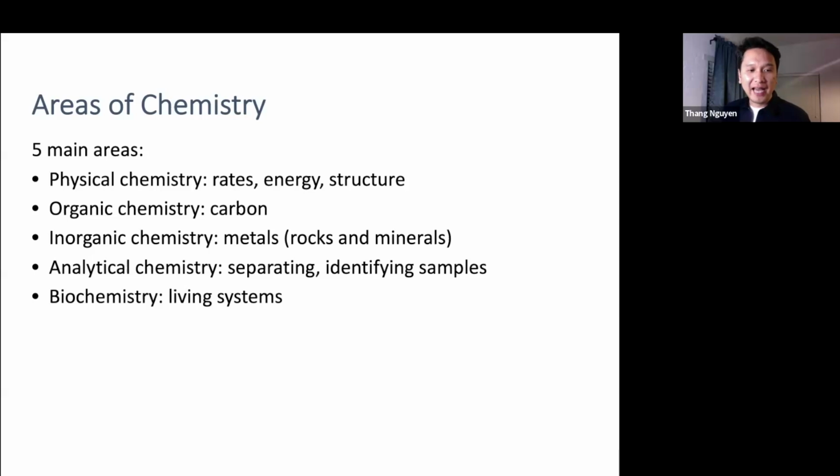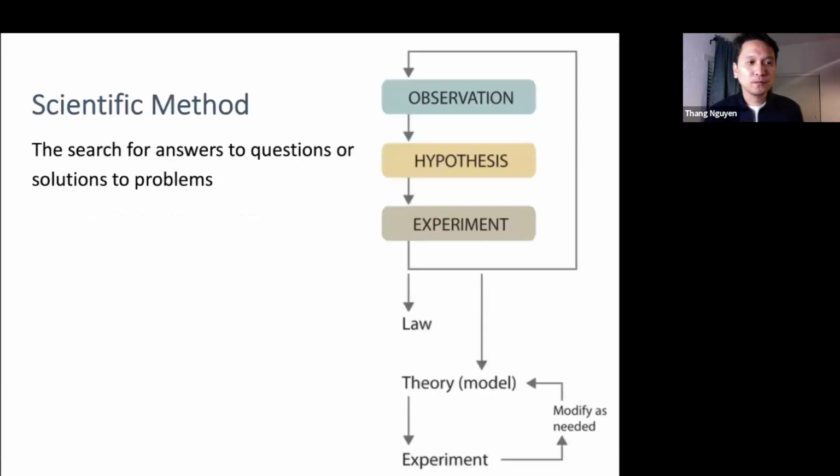Another category is analytical chemistry, and this is mainly focused on separating and identifying unknown samples, right? The analyzing part. And lastly here is biochemistry, which is focused on living systems. So studying how the chemistry is in a cell. Now, biochemistry and organic chemistry together are the primary types of chemistry used in studying medicine, in treatments, in making drugs and stuff. All right.